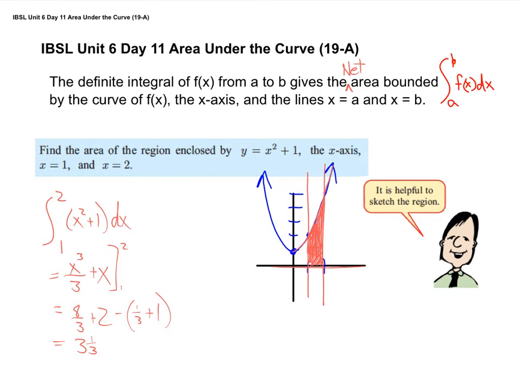Does that say 8/3 plus 2 minus, and then what does it say in the parentheses? Minus 1/3 plus 1. I evaluated at 2. So 2 cubed is 8 over 3 plus 2. Then I evaluated at 1. 1 cubed is 1. So 1/3 plus 1. 3 1/3.